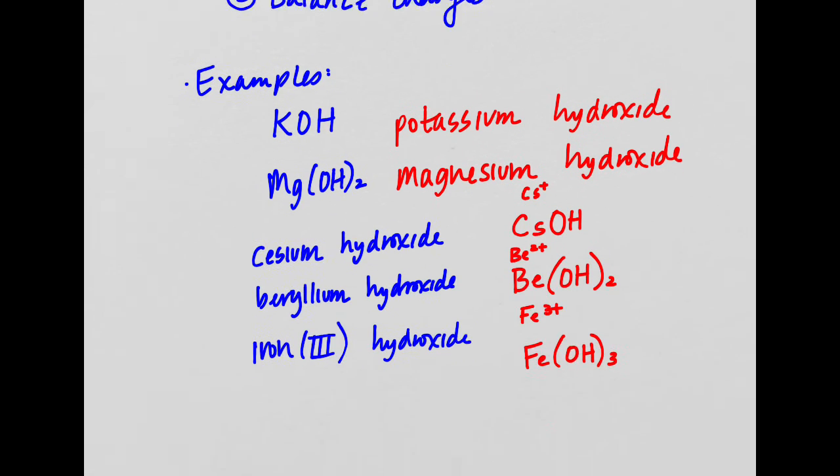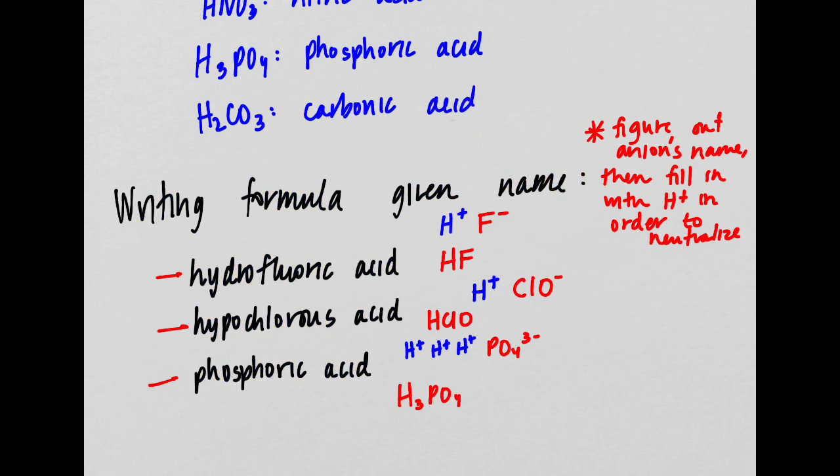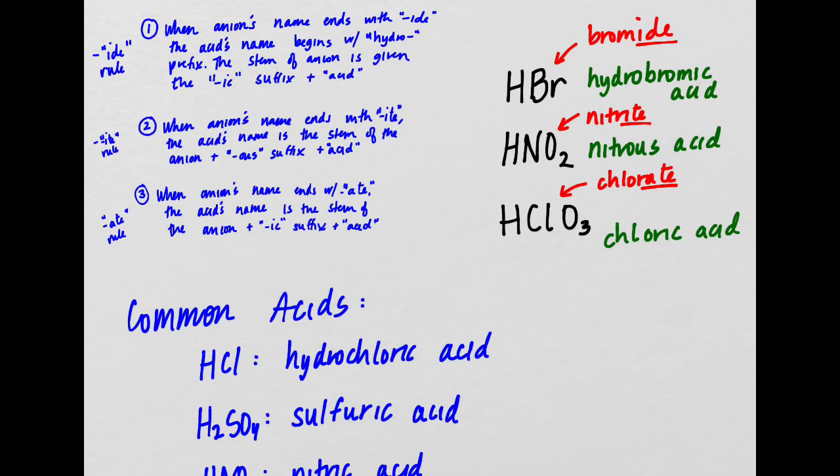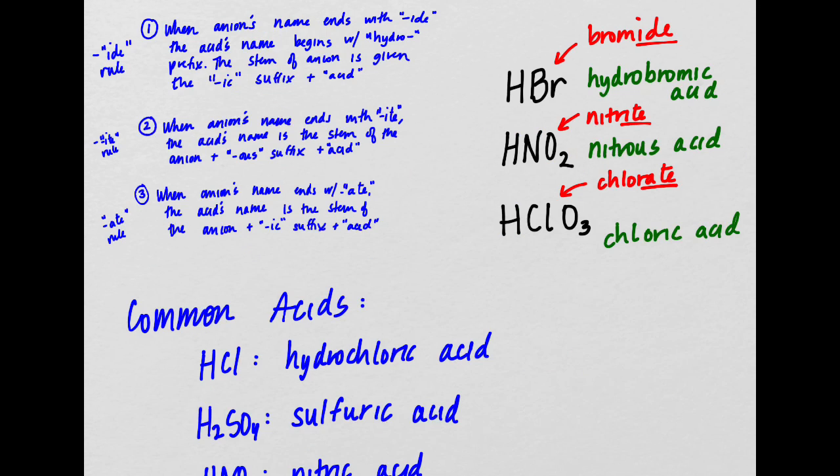So that is it for naming acids and bases. Like I said, not too complicated. I think bases are way easier than naming acids. You just have to remember these 3 rules for naming acids, and you will be good to go. So the homework has a lot more acid naming than it does base naming, because acids are just more complicated.